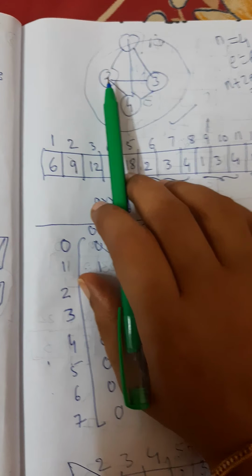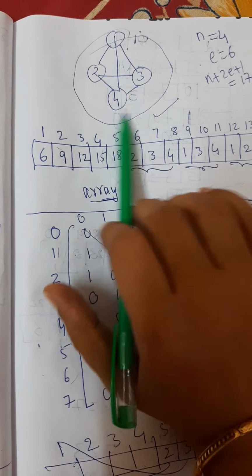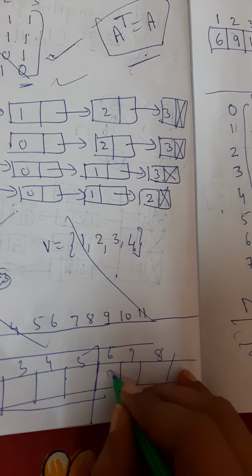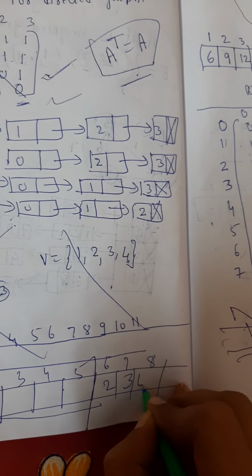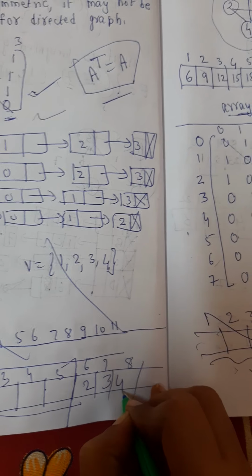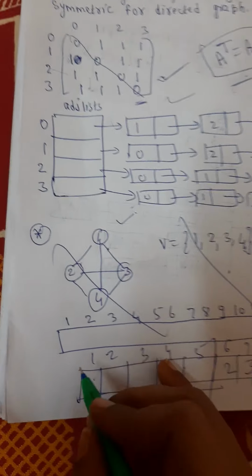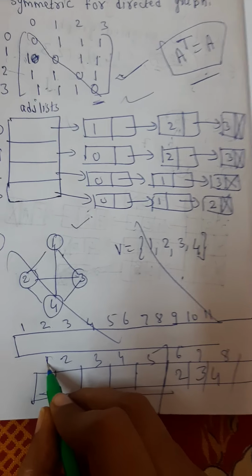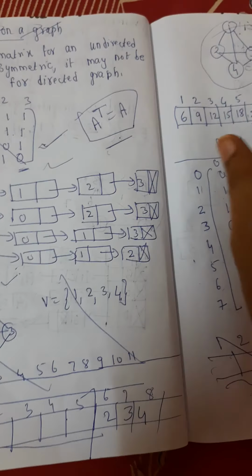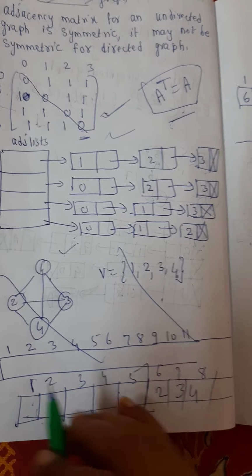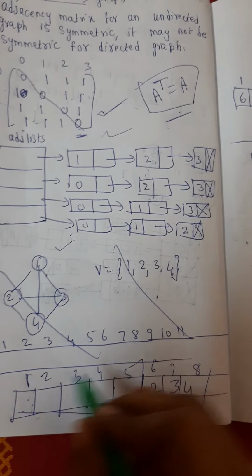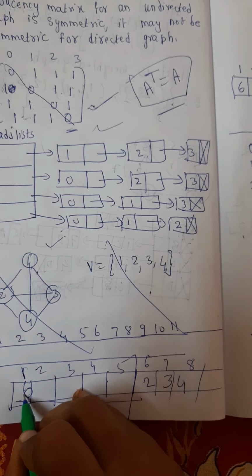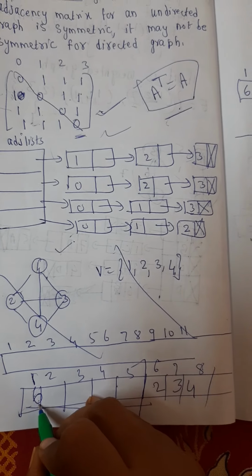For 1, what are the adjacent vertices? 2, 3, 4 are the adjacent vertices. So you have to start after 5. So 2, 3 and 4. This is the way I have filled it. Now at 1 I should write the adjacent vertices of 1: 2, 3, 4. Where is it starting? It is starting from the vertex 6. Okay, I hope it is clear for you.